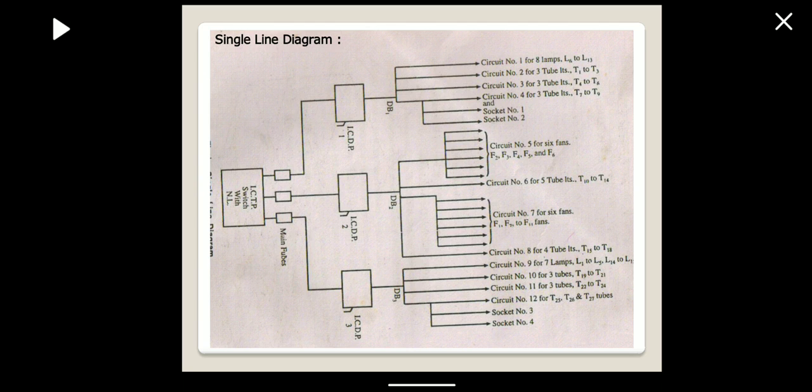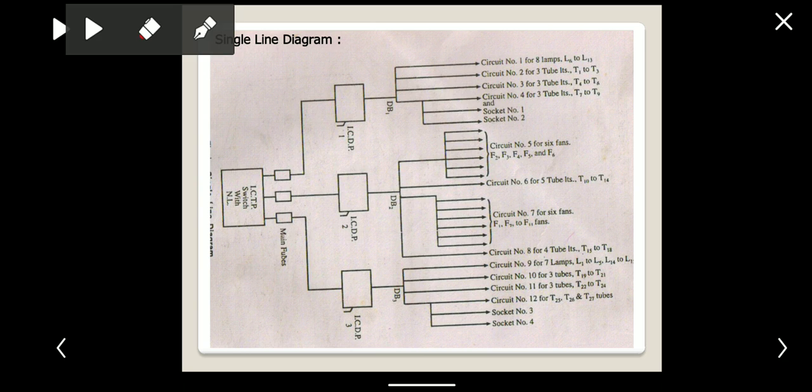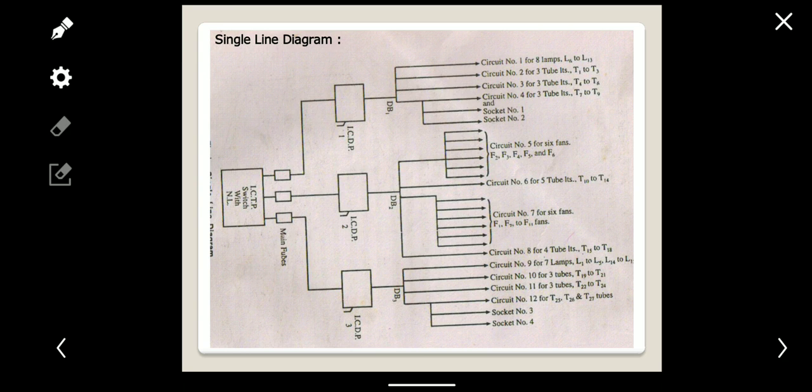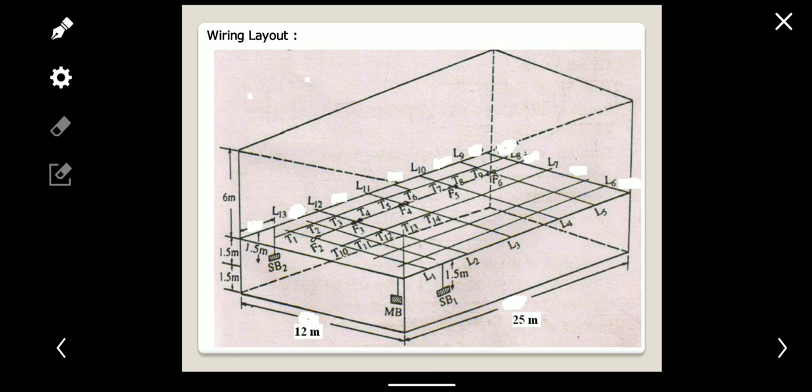Then the single line diagram for this. First the 3-phase supply is taken and given to the ICTP switch, then from the ICTP to the mains. Then from the mains, 3 ICDP switches are connected. Then from the ICDP switch to the distribution board. So the first circuit has 8 lamps, 6 to 13 and so on. Similarly, likewise, these are the distribution of the load.